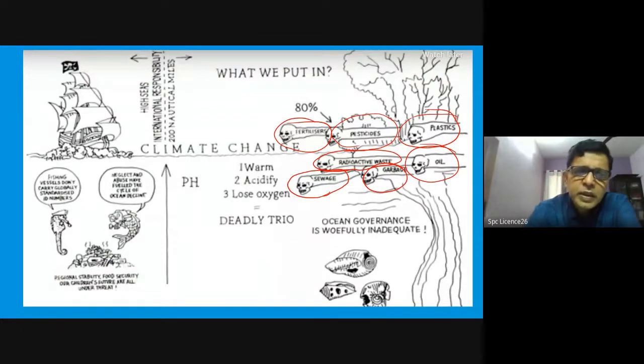What does this lead to? This leads to an increase in temperature of the oceans. It increases the acidity of the oceanic waters, and both of them lead to loss of oxygen. We know that oxygen in water, or what is called dissolved oxygen, is definitely much lower as compared to free oxygen. So if you have 21% around us, we have a much lower percentage of oxygen dissolved in water. These three, warming of the waters, acidification, and consequently loss of oxygen, are called the deadly trio, which are affecting the health of the oceans.